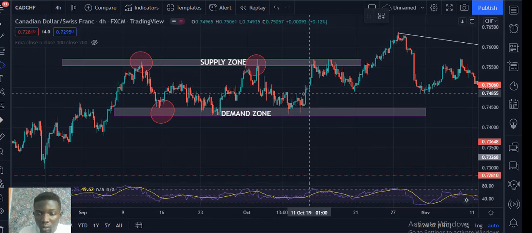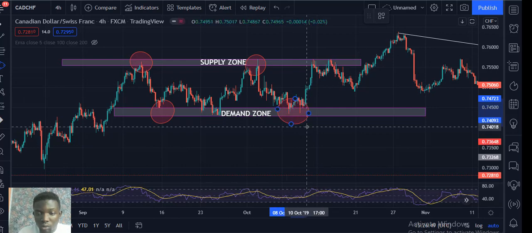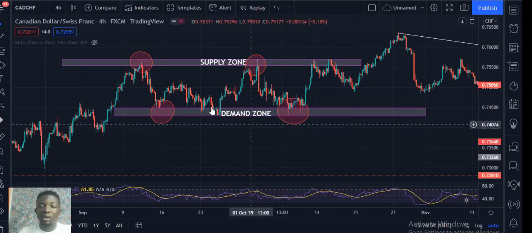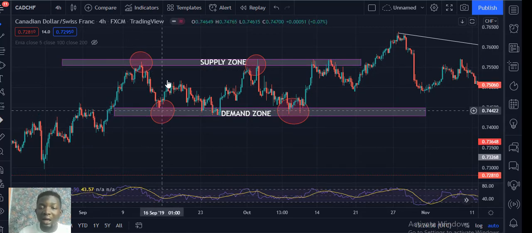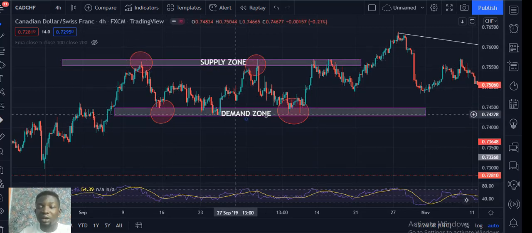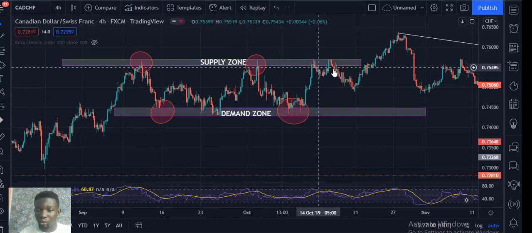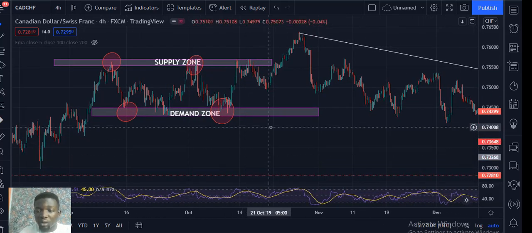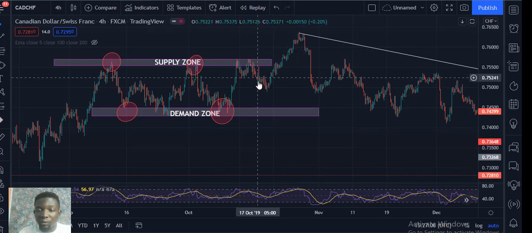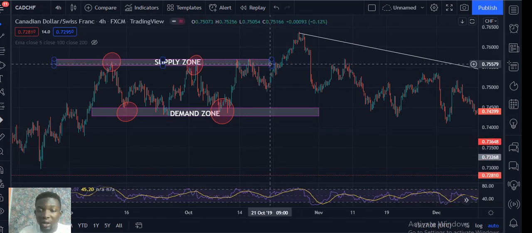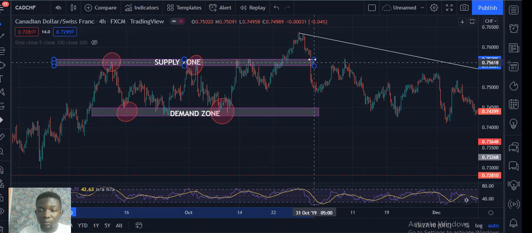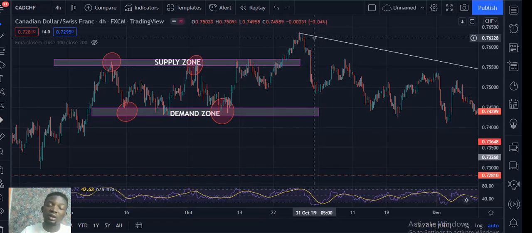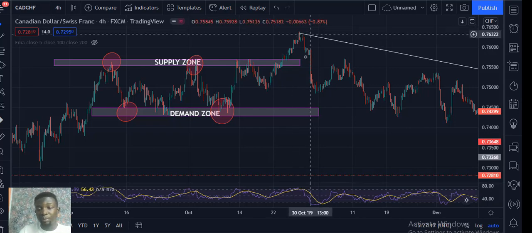Now at this point again, we buy. Then the market continues ranging around the supply and demand zone till we have a breakout of the supply and demand zone. Now you see, finally we had a breakout at this point. But actually there was a breakout before.